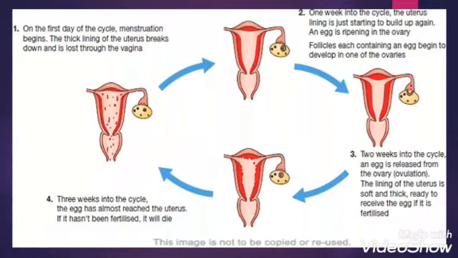2 weeks into the cycle, an egg is released from the ovary. We call this the ovulation period. The lining of the uterus is soft and thick and ready to receive the egg if it is fertilized. And 3 weeks into the cycle, the egg has almost reached the uterus. If it hasn't been fertilized, it will die, and the cycle will begin again.